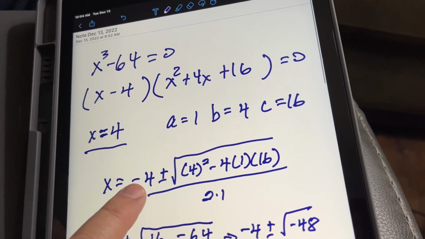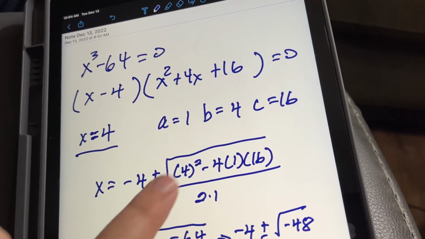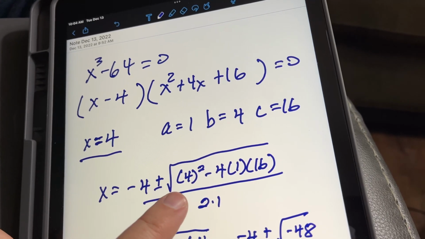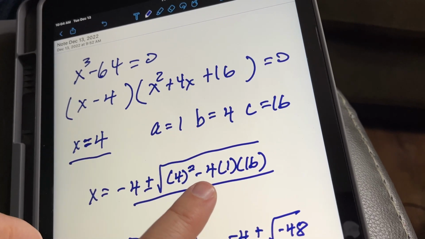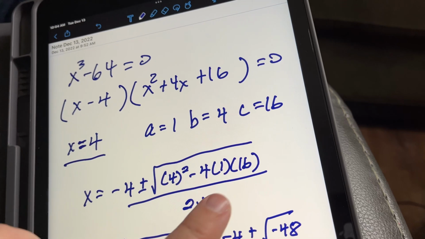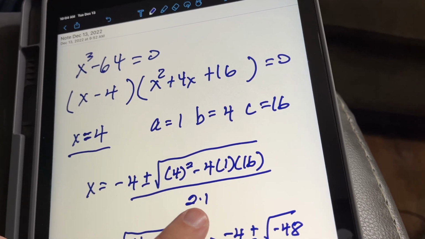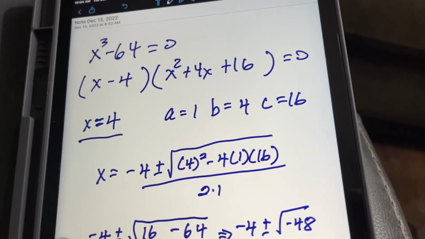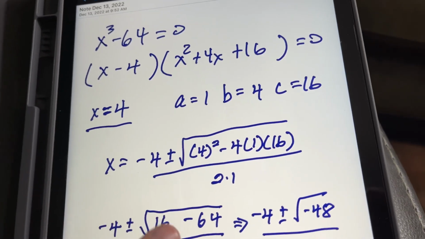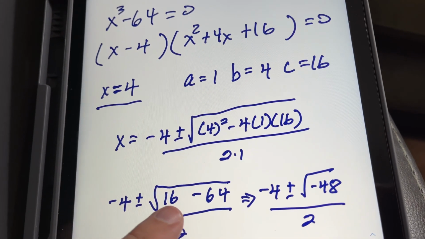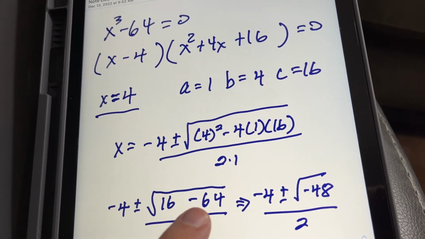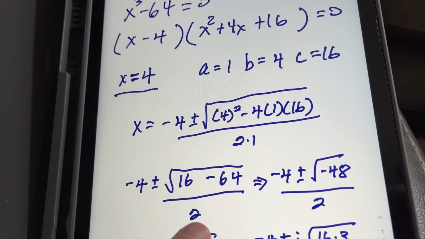So it's the opposite of b, so the opposite of the b term, plus or minus the square root of b squared minus 4 times a times c divided by 2 times a. That's called the quadratic formula. And when I simplify that, I'm going to do 4 squared, which is 16, and then I'm doing negative 4 times 1 times 16, which is negative 64. So it looks like that.